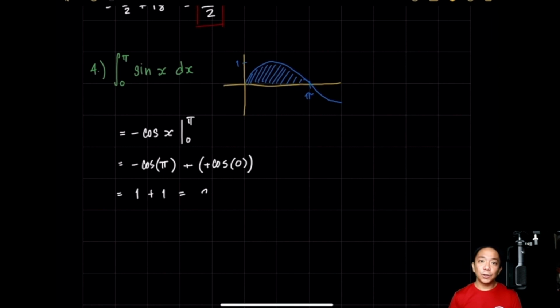And cosine 0 is positive 1. So, minus negative 1, so plus 1. So, 1 plus 1 lang siya. So, 2 yung ating definite integral. So, interesting, no? Na yung area ng region na yan, na may curve sa taas, tas flat sa baba, it's a nice integer. It's just 2.